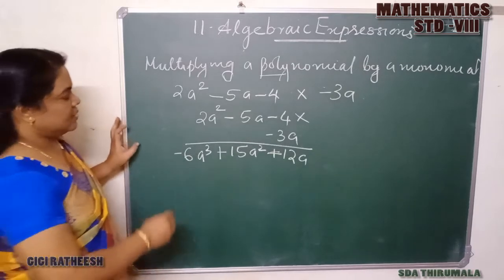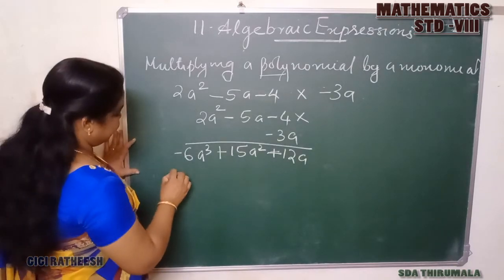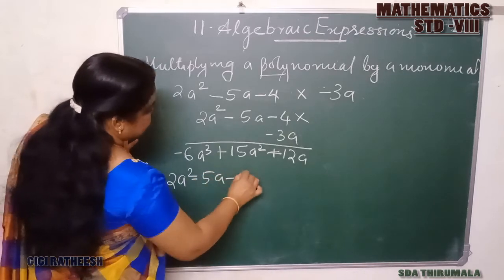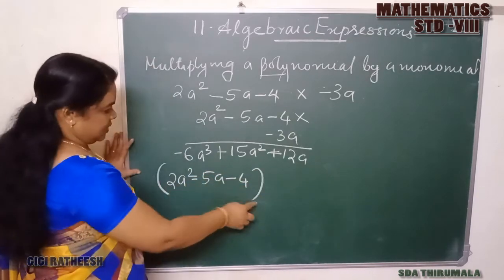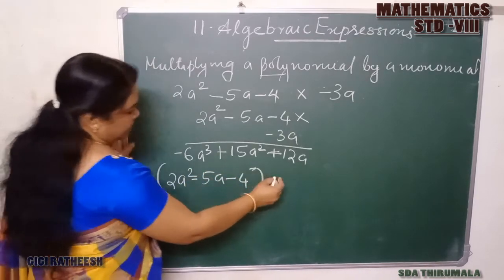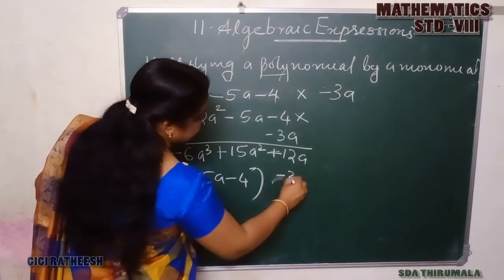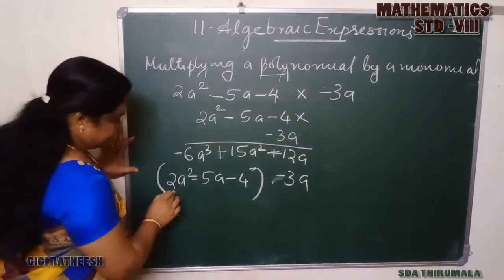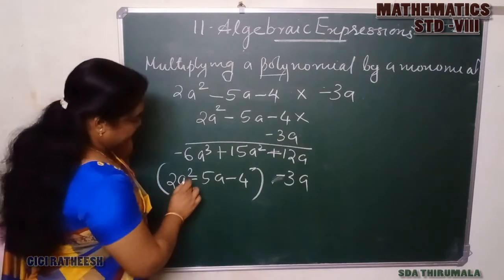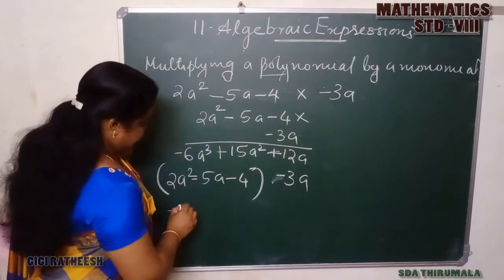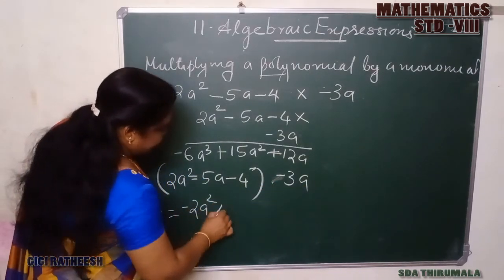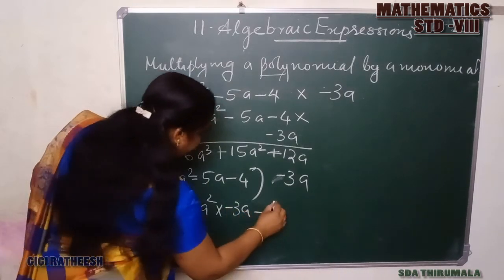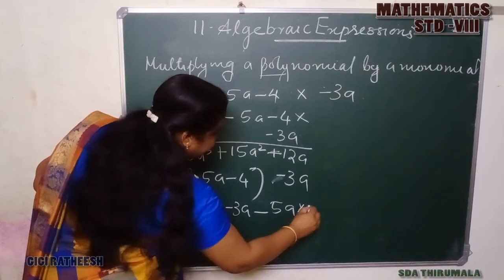And in the alternative method, we can multiply 2a square minus 5a minus 4 using brackets, into minus 3a. First, with the first term, 2a square into minus 3a. And then minus 5a into minus 3a.